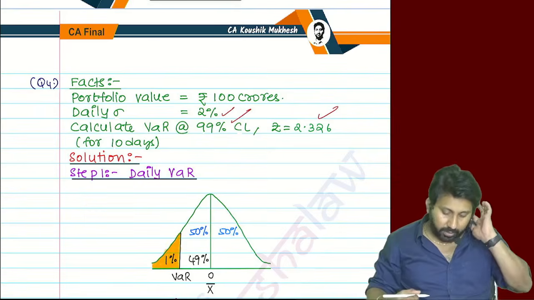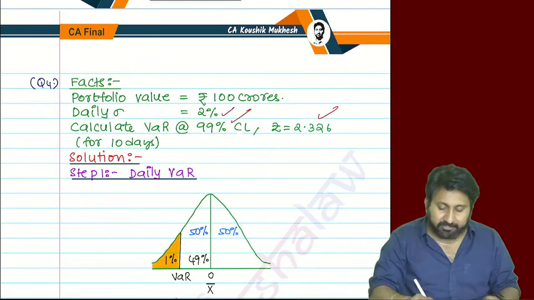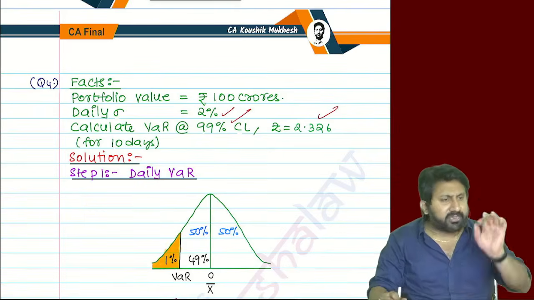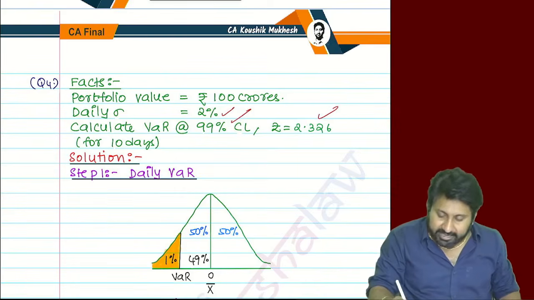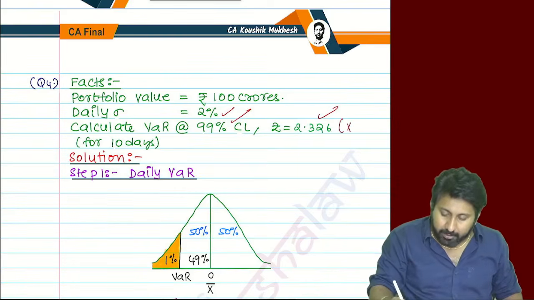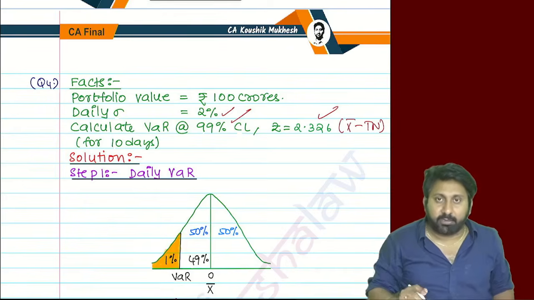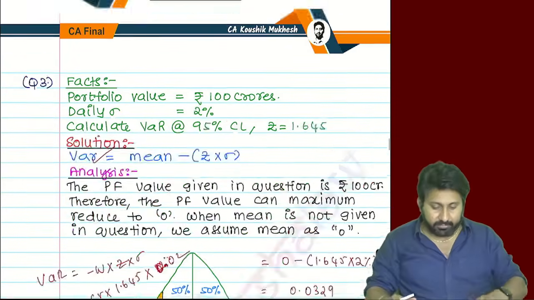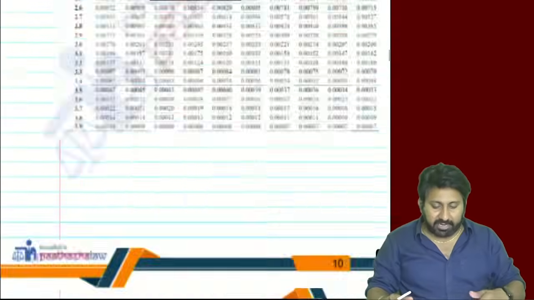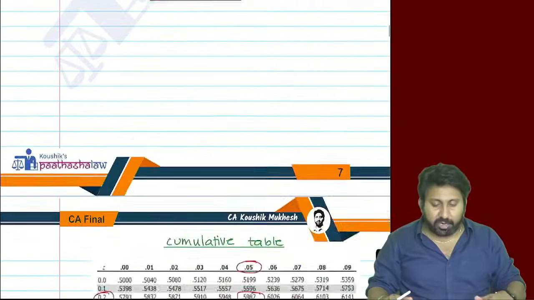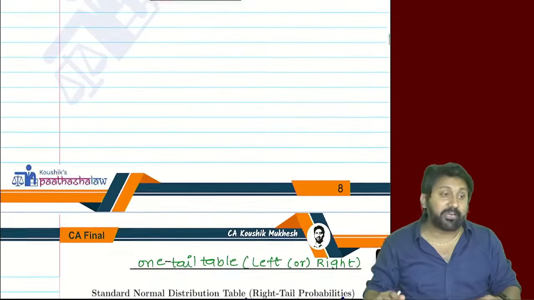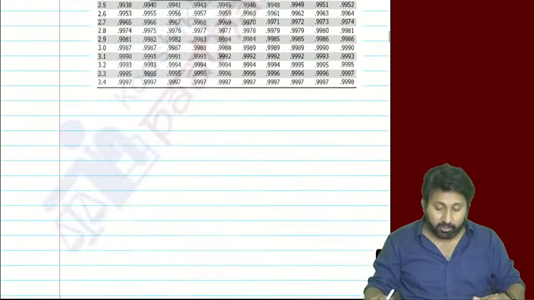2.326. Okay. A 99% confidence level they have given. Nothing else is said in the question. Z is assumed to be mean to target number, the mean to target table. If anyone in the class is getting a doubt, sir, how did he get the 2.326? How did he get it?